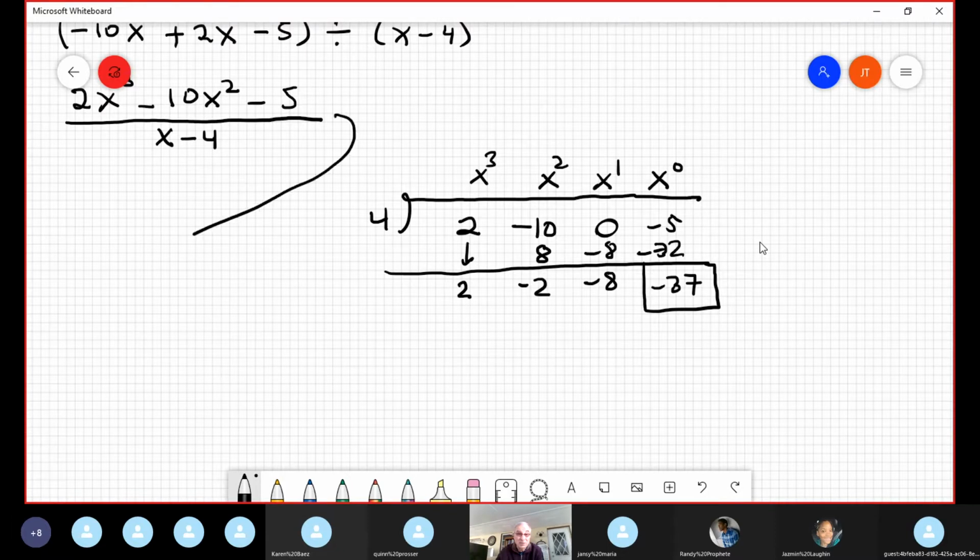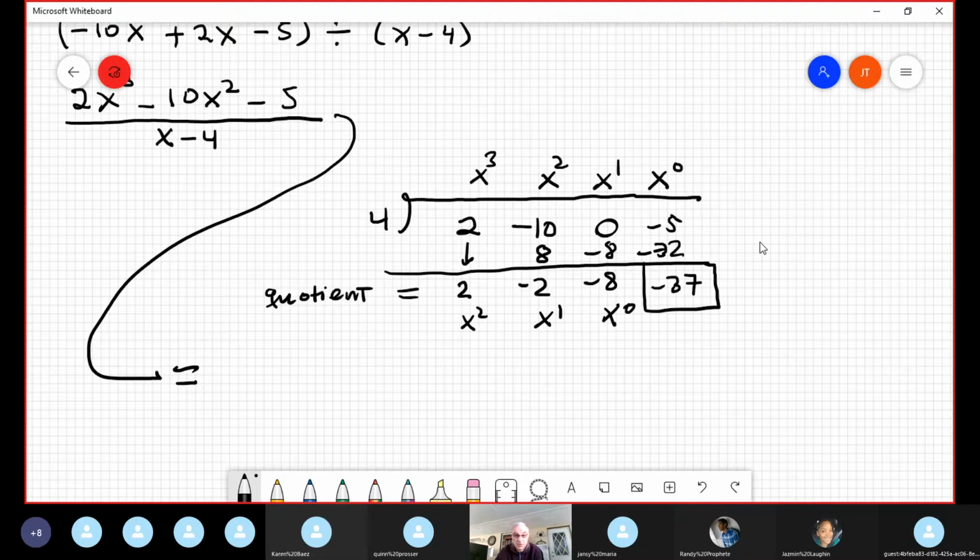This is equivalent to say: this is x to the 0, this is x to the 1, this is x to the second. So the quotient, the answer for the division, is 2x squared minus 2x minus 8. And the remaining part you put like that. For example, you put plus the remainder, minus 37, divided by x minus 4.